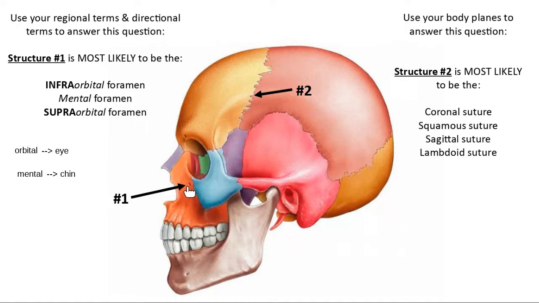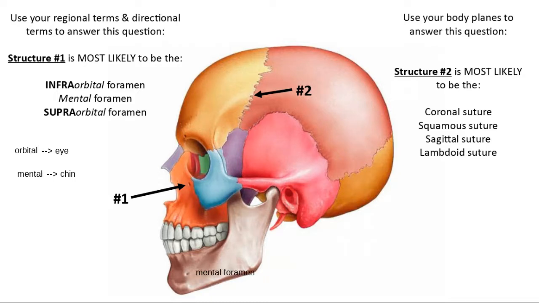This one looks pretty close to the eye for me, so I'm thinking it's going to be one of my orbital markings because it's by the eye. When we talk about the mental foramen, this mental word we said meant the chin, right? So if I look down here on top of my mandible, my chin region, see this dot right here in your chin? This is the mental foramen. So let me label that one for us. The mental foramen.